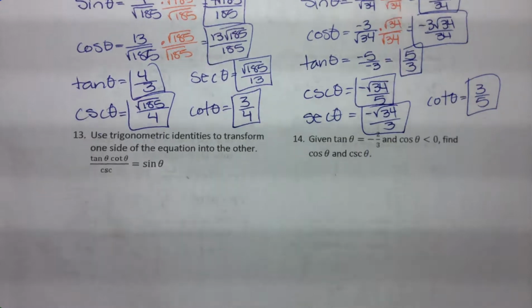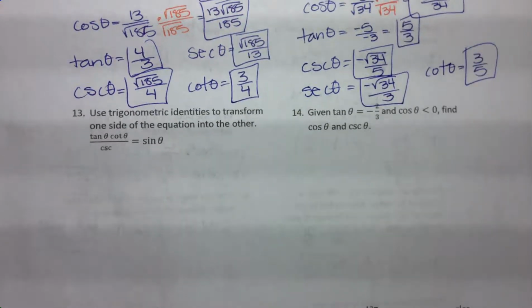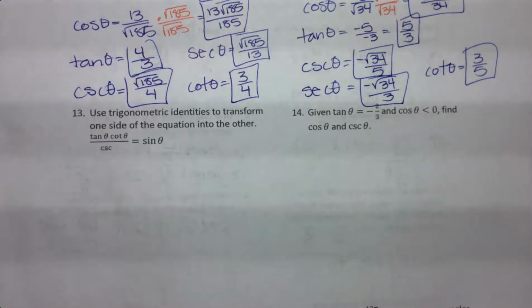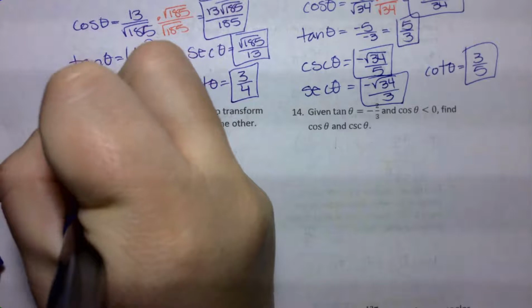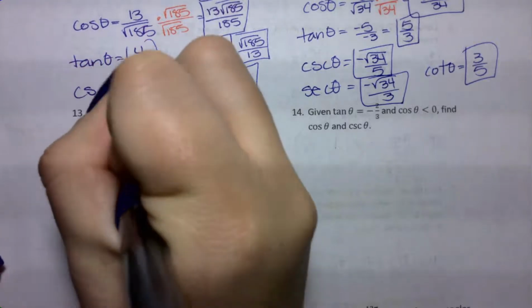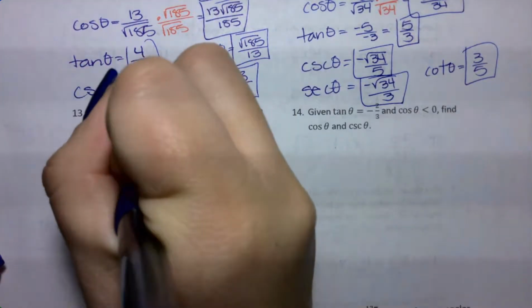Number 13 wants me to use trigonometric identities to transform one side of the equation into the other. Remember, this means change one side, don't change the other. On this one, I am going to rewrite my cotangent. So I have tangent of theta, and I'm rewriting cotangent of theta as 1 over tangent of theta.